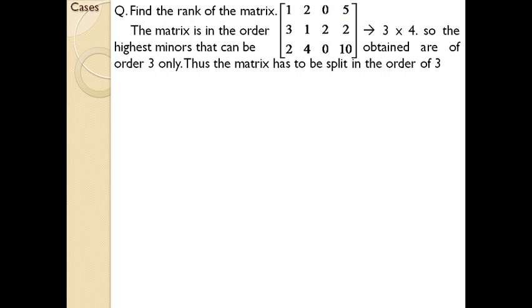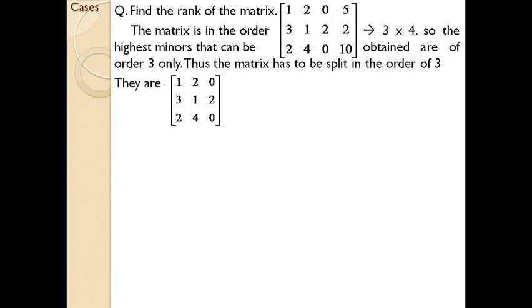So how are we going to prove it? Since it is a rectangular matrix in the order 3 into 4, you have to split this matrix into the order 3, because you found that 3 may be the rank. Whenever you find the rank of a particular matrix, the order of that matrix has to be 3. Here it is not 3. So you have to split this matrix into 2 so as to cover all numbers, and at the same time the matrix should be in the order of 3.